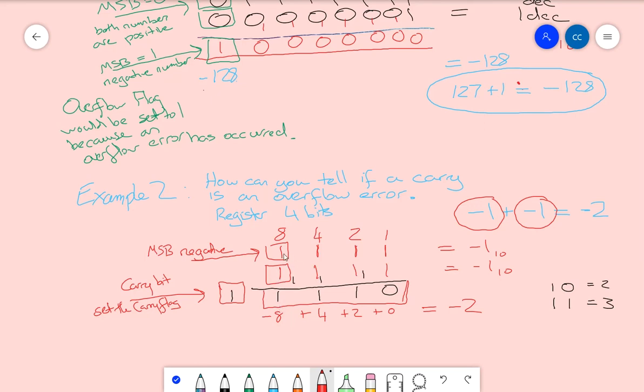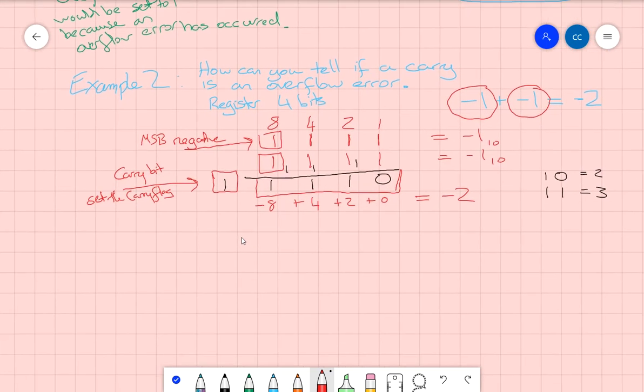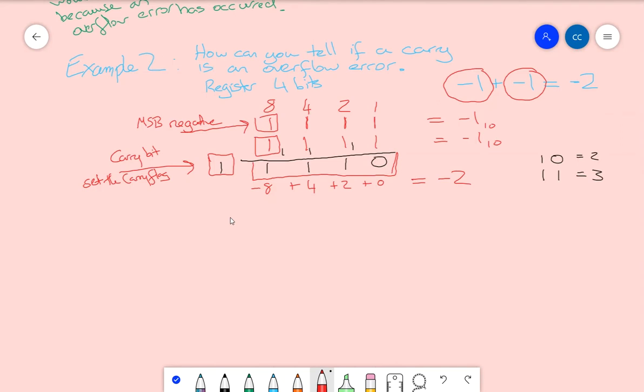Now, if you remember, the rule is if 2 negative numbers are added together and the answer results in a change of sign, then the overflow error has occurred. But in this instance, within these 4 bits, the most significant bit is the same sign. So although there is a carry, the overflow rule has not occurred. Now, you'll be saying to yourself, why is this necessary? Why is this important?